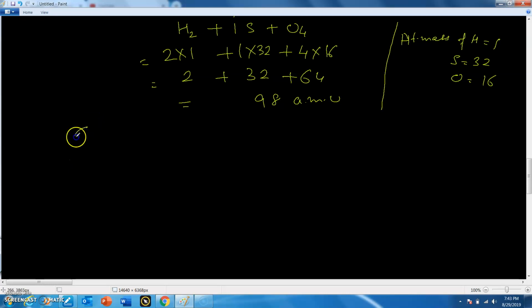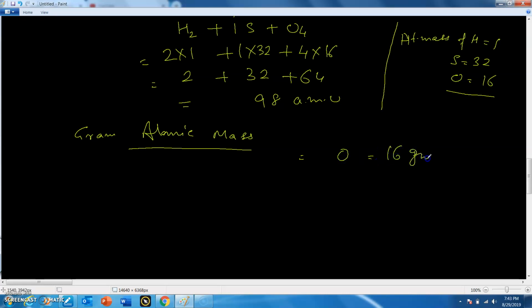Next is gram atomic mass. The atomic mass of an element, if it is expressed in grams, is called gram atomic mass. As oxygen is 16, the gram atomic mass of oxygen will be 16 grams. And one thing more, gram molecular mass. If the molecular mass of a molecule is expressed in grams, as we calculated the molecular mass 98, written in grams, it is called the gram molecular mass.